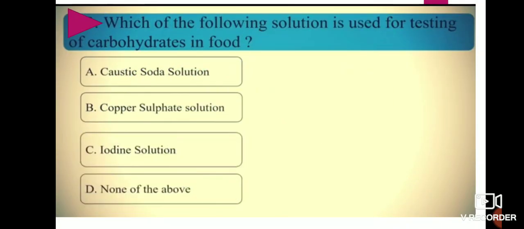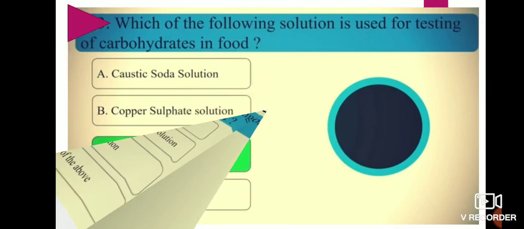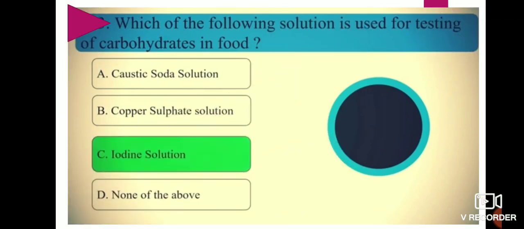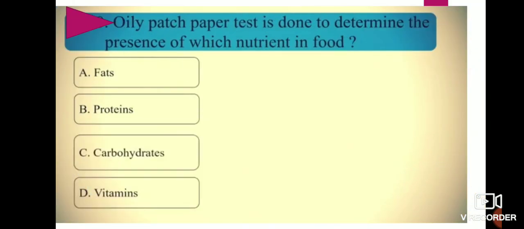That's all for today. Here are some questions for you. Which of the following test or solution is used for testing of carbohydrates in food? Caustic soda solution, copper sulfate solution, iodine solution, none of the above. Yes, you are right. It is iodine solution. In testing of carbohydrate, iodine solution will give which color? Yes, blue-black color. Next question.